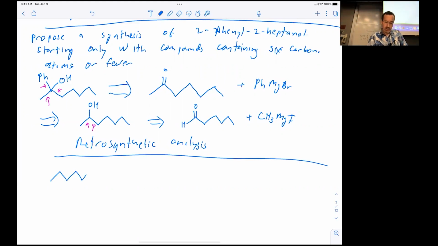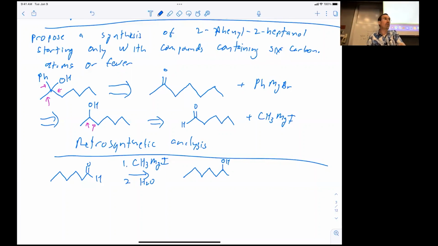I'm going to start with hexanal, and I'll treat it with methyl magnesium iodide. I could have used methyl magnesium bromide. I could have used methyl lithium. I'll carry out an aqueous workup. That will take me to my heptanol, my 2-heptanol.